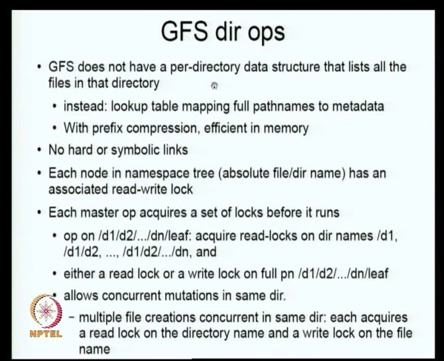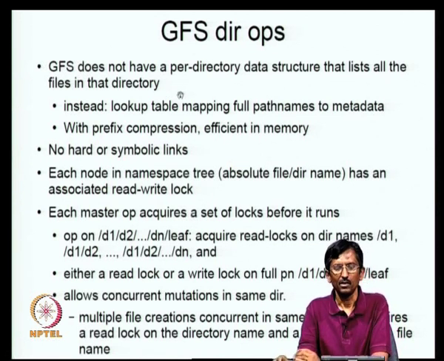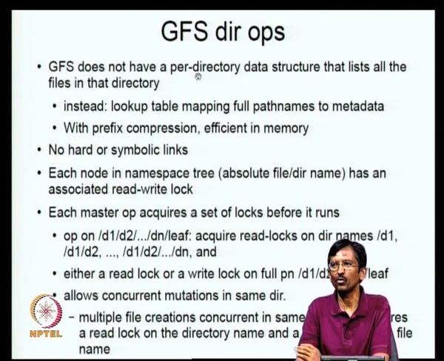One thing about this particular file system, which is somewhat different from a regular file system like, for example, the ext3 file system in Linux: GFS does not have a per directory data structure that lists all the names in that directory. All it has is a lookup table mapping full path names to metadata. Because of that, you can't go to a directory and say list all the files there.